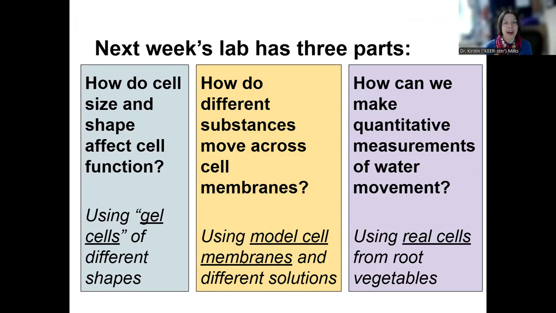The second part of the lab, which we're actually going to do on Monday, is we're going to look at a model cell membrane, a simulation of a cell membrane, and learn about how different substances move across that cell membrane. Last but not least, we're going to make quantitative measurements of water movement using real cells from root vegetables or starches or tubers, probably potatoes if I had to guess.